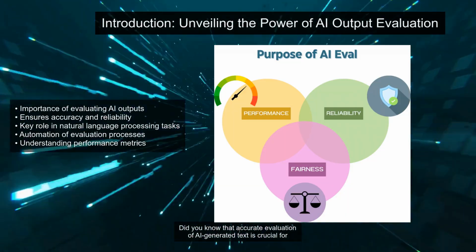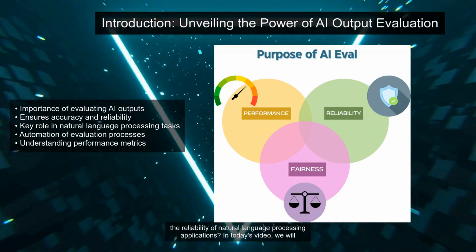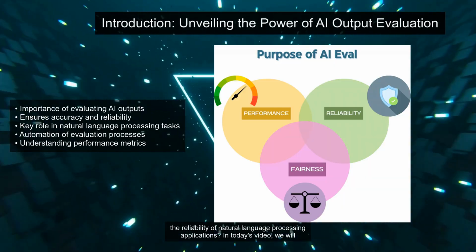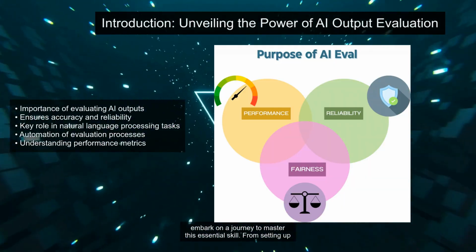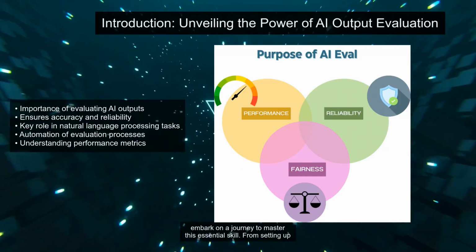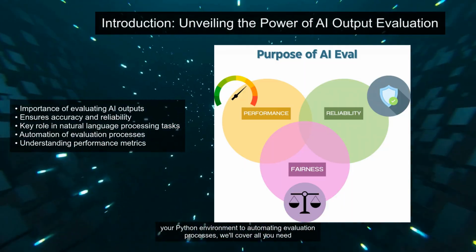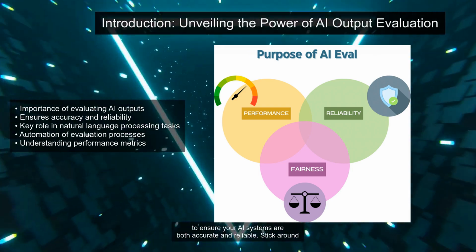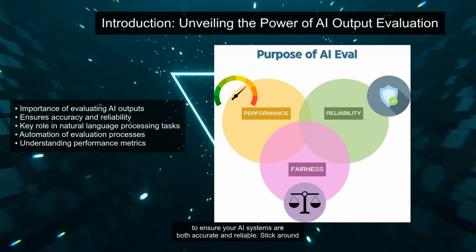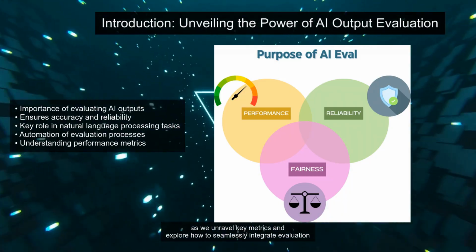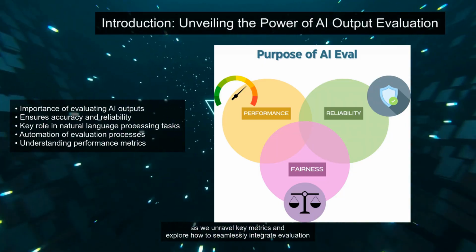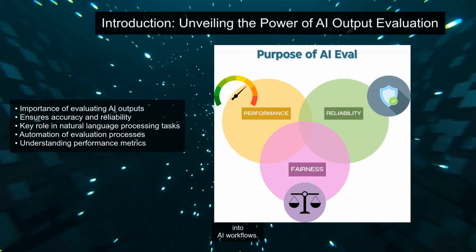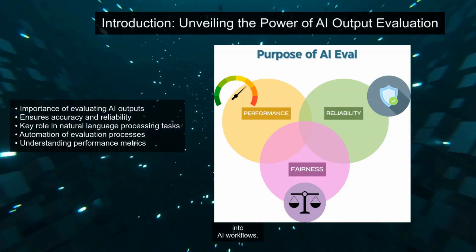Did you know that accurate evaluation of AI-generated text is crucial for the reliability of natural language processing applications? In today's video, we will embark on a journey to master this essential skill. From setting up your Python environment to automating evaluation processes, we'll cover all you need to ensure your AI systems are both accurate and reliable. Stick around as we unravel key metrics and explore how to seamlessly integrate evaluation into AI workflows.